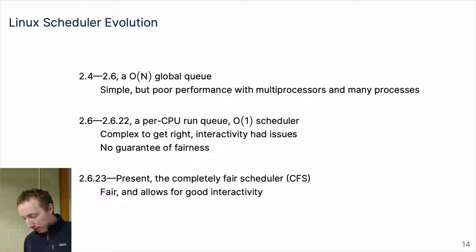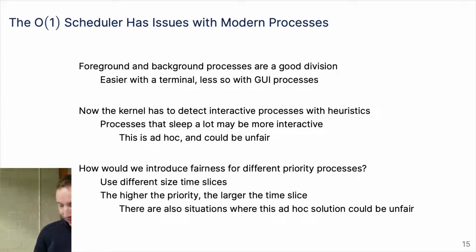The O(1) scheduler has really bad issues with modern processes. It wasn't that bad when it was easy to detect what foreground and background processes were, because you just had a dumb terminal, so you knew if it was connected to the terminal or not. But with GUI applications, you have no idea what is actually in the foreground. You might think whatever window is focused is in the foreground, but that doesn't mean the user can see it, and it gets really, really hard.